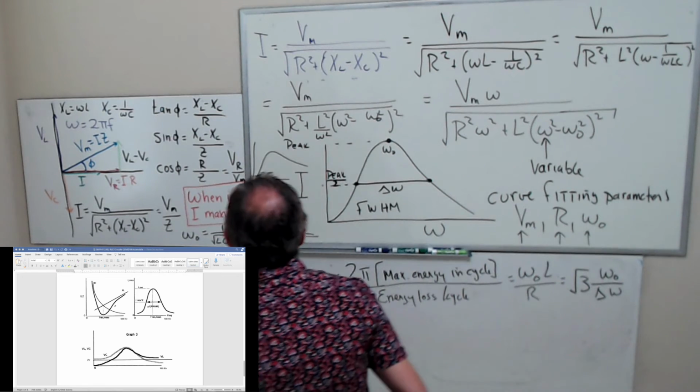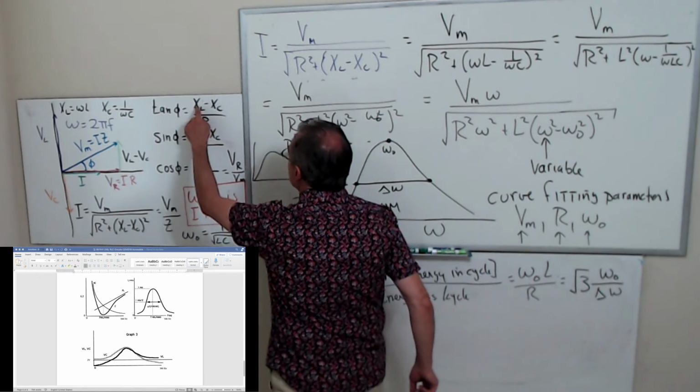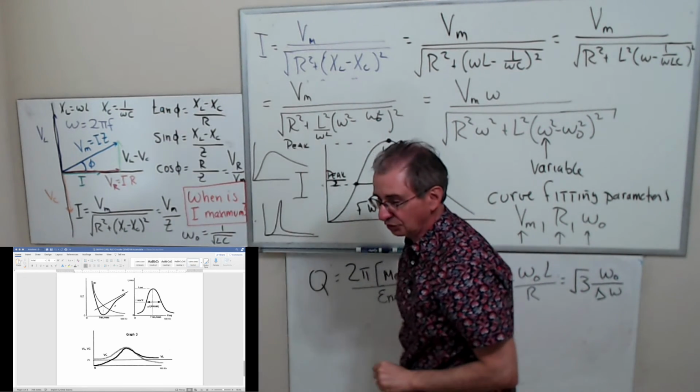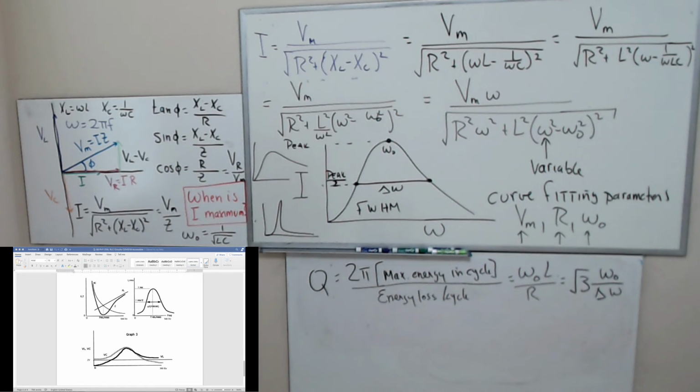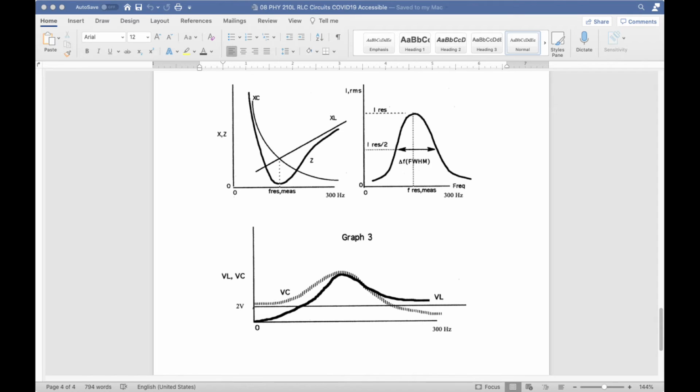And this should coincide with when X sub L and X sub C are equal, when the graph for X sub L and the graph for X sub C cross. You don't need to do a curve fit on that one either. You only need to do one curve fit for this lab.